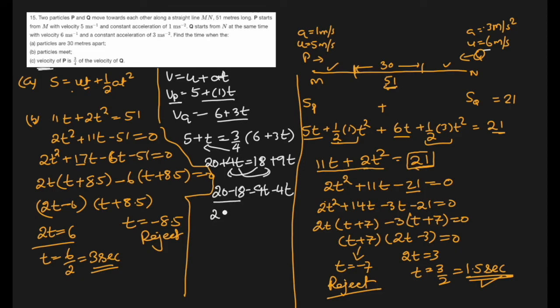2. 9 minus 4 is 5T. Divide both sides by 5. So 5 and 5 cancel. T is 2/5, which is 0.4 seconds. That's the answer. So velocity of P is 3/4 of velocity of Q after 0.4 seconds.